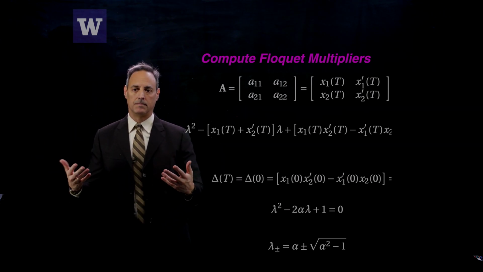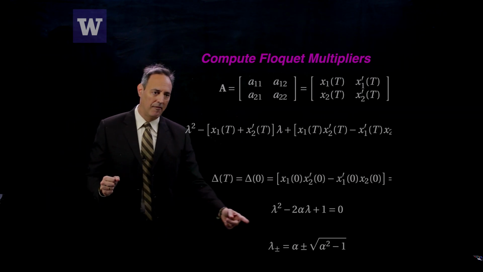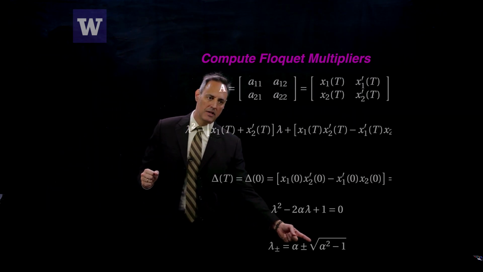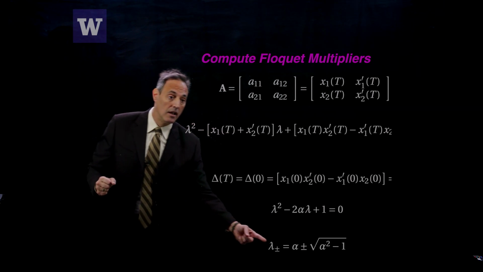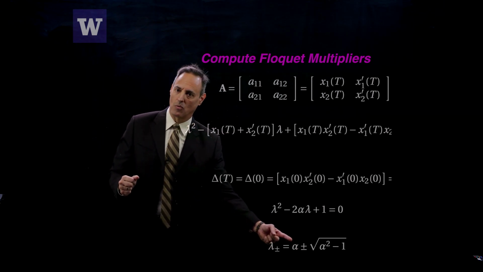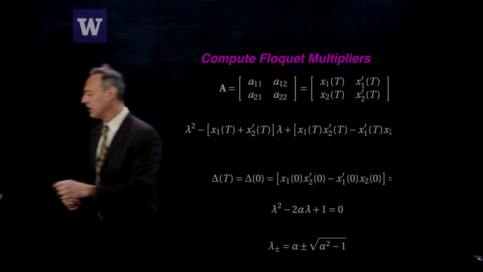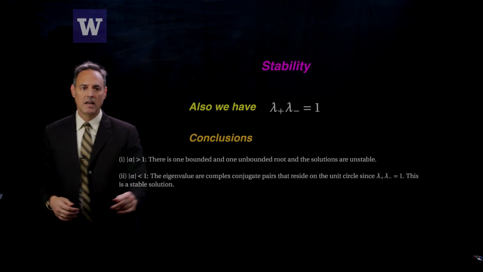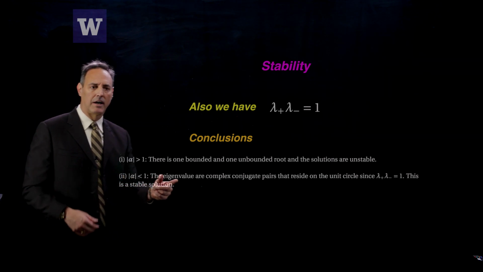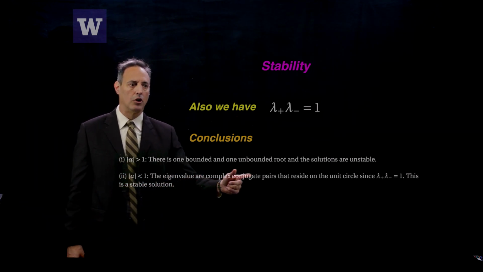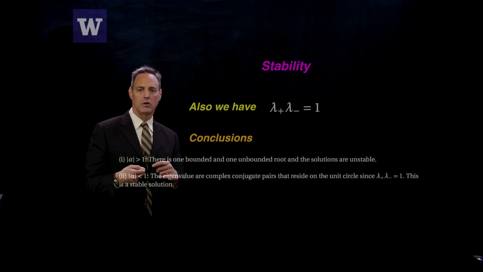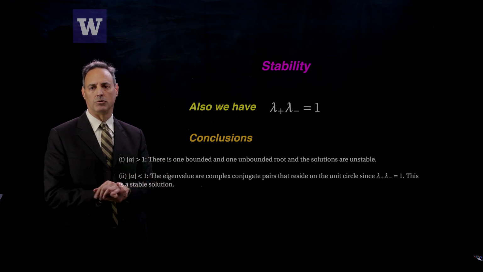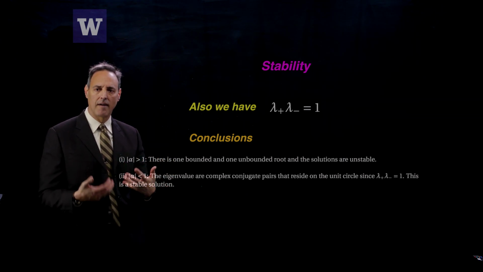be unstable. Okay? However, if alpha is less than 1, then this thing here is going to take on imaginary values. And if alpha is less than 1, the real part's also going to be less than 1. So if I look at its absolute value, I'm going to be in good shape in terms of stability. In fact, if alpha is less than 1, the eigenvalues are complex conjugate pairs that reside on the unit circle. So in fact, you can show that they're going to sit on the unit circle with those real and imaginary parts, and you have stable solutions. So those are the two conditions you have available to you.